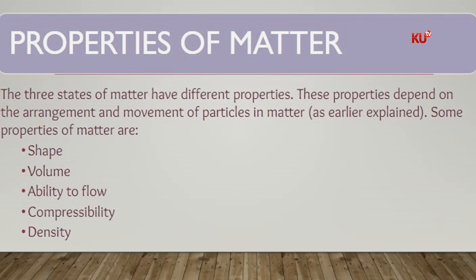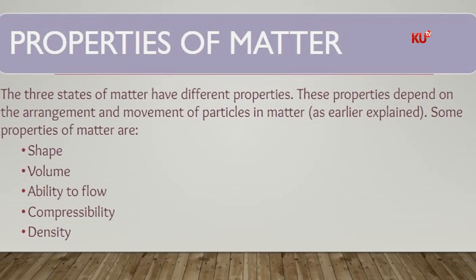And which are these properties of matter we are talking about? There are several properties of matter, but the ones we'll be discussing for now are five. The first one is shape. Shape is a property of matter, and different states of matter have different shapes. We'll be seeing how the kinetic theory affects this. We'll also be discussing volume. We'll also be discussing ability to flow.